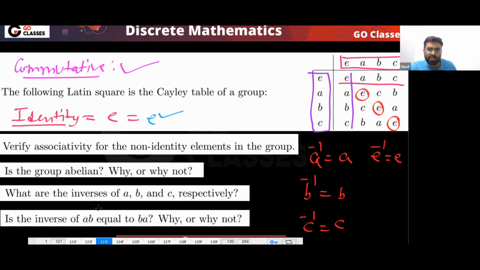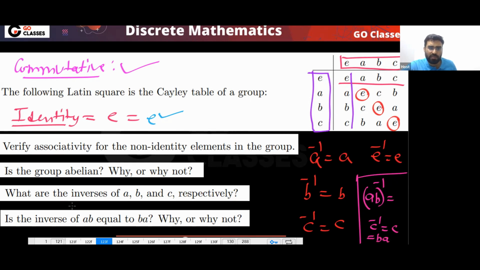The question is asking inverse of AB. Can I say that is BA? What is inverse of AB? What is AB here? In this, AB is C, right? So the question is asking C inverse. Yes, C inverse is C. So this last question is saying inverse of AB. Can I say that is BA? For this Cayley table, inverse of AB, is it BA? What is BA? BA is C. Yes, this is same as BA for this table.